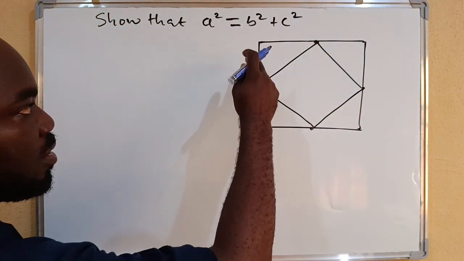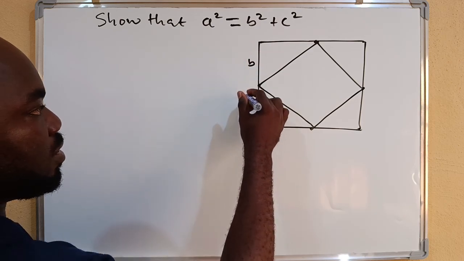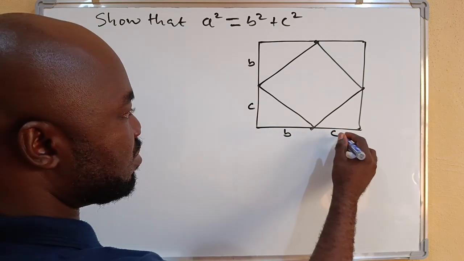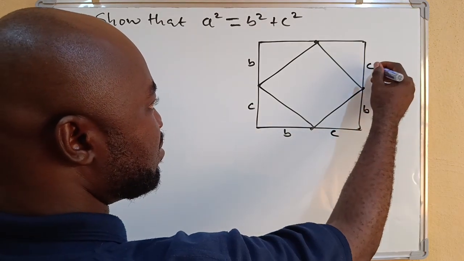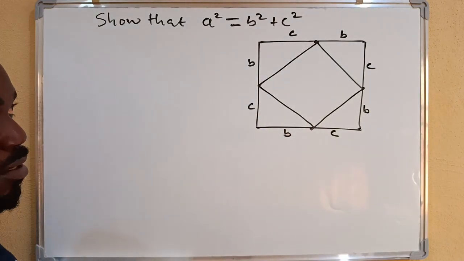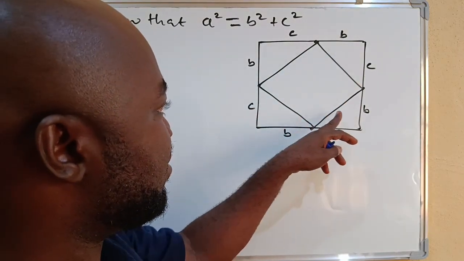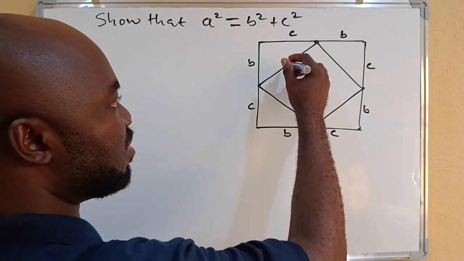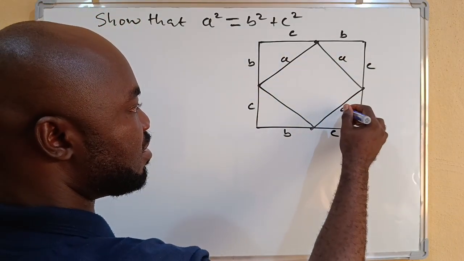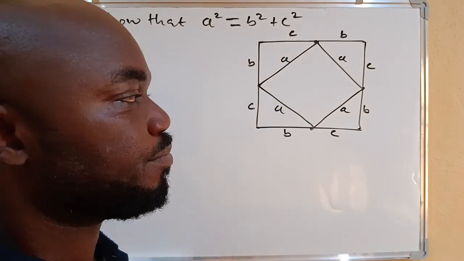So I will take one of these parts to be B. Here will be C. Here will be B. Here will be C. Here will be B. Here will be C, B, and C. Just like that. Now, this other square inside the square, we have a common side, which are A and A, because all the sides are equal.